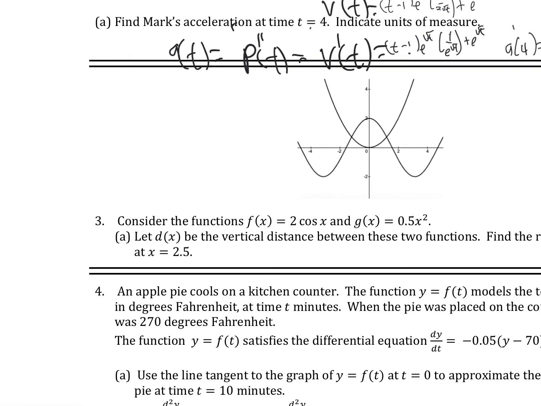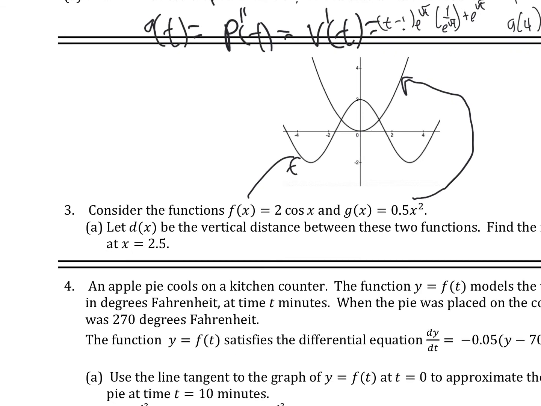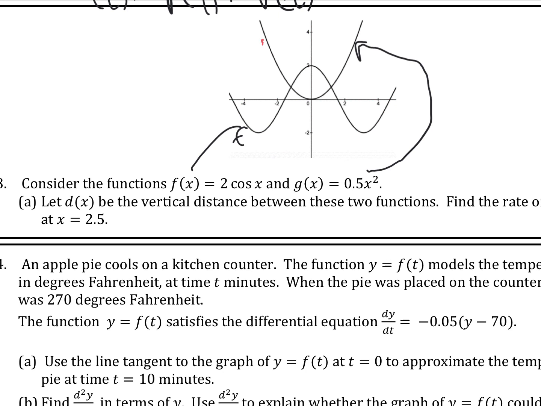And last one I'm going to do. Consider this function. You got 2 cosine of x, and that's probably f, and this is probably g. It's a parabola. Let d of x be the vertical distance between the two functions. Well, that must mean vertical distance. Well, the distance changes, you know. It changes as you go. It gets smaller, and then it gets bigger, and then it gets smaller, then it gets real small, and then it gets bigger and bigger. So it's a weird function.